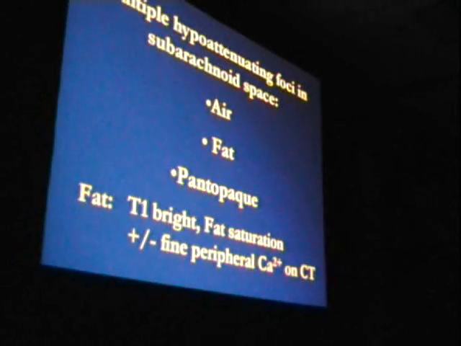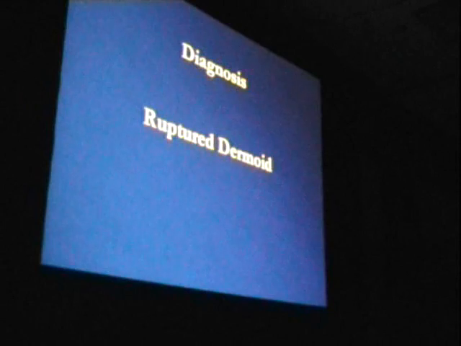That explains the headache. So when you see these multiple hypoattenuating foci in the subarachnoid space, think of air, fat, and pantopaque, which used to be used for myelography a number of years ago. Fat will obviously be lost when you use fat saturation, and sometimes you may see the lipoma on CT because you see an eggshell-like fine peripheral calcification, although that's uncommon. So this is a ruptured dermoid.